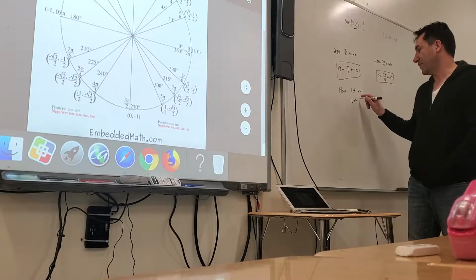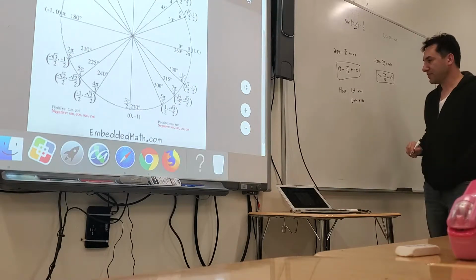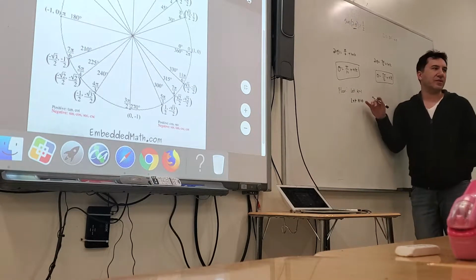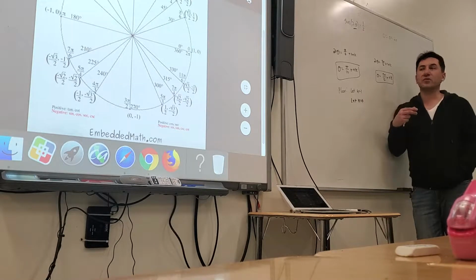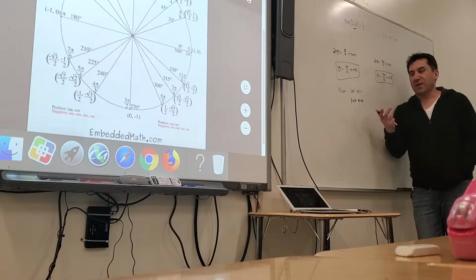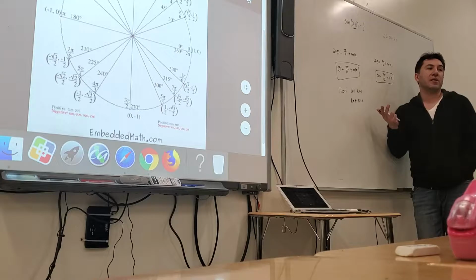Let's try k equals 0. Is that okay so far? You guys all right with what I'm doing here? You understand why I pick k equals -1? Okay, I'm trying to find all the solutions between 0 and 2 pi. I can pick k equals -1,000,000, but I'm going to pick numbers that make sense here.